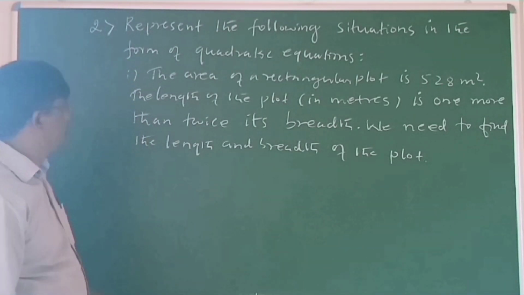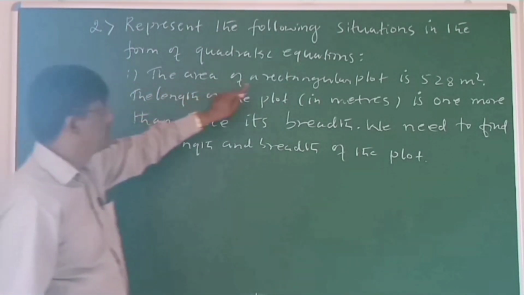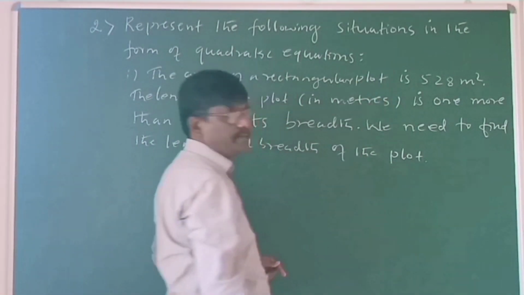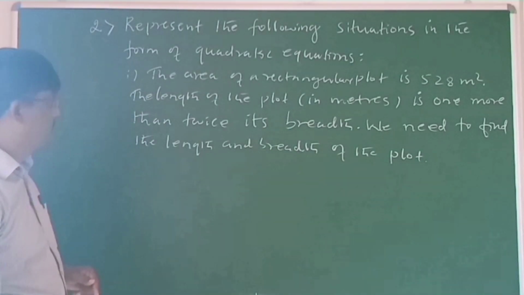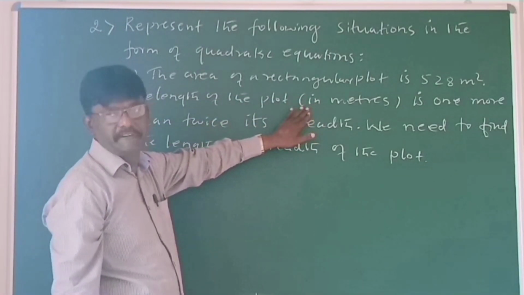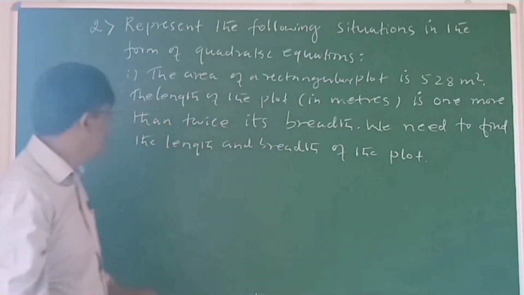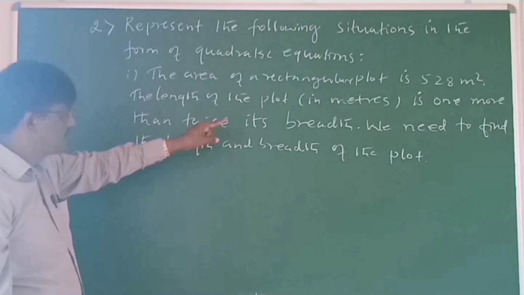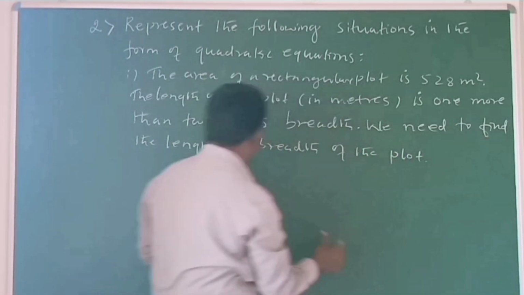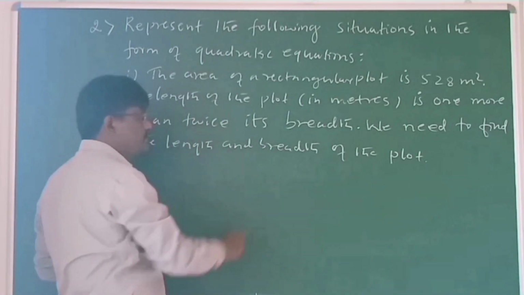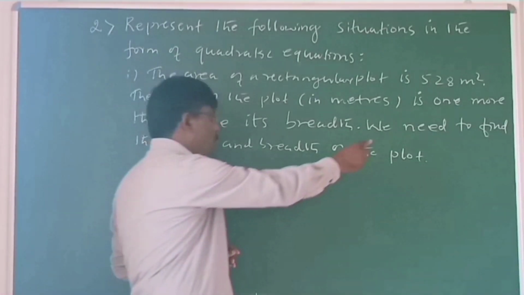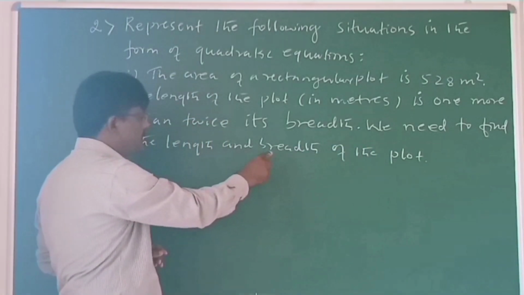The situation is this: the area of a rectangular plot is 528 meters square. Full stop. The length of the plot in meters, here the unit is meters, is 1 more than twice its breadth. We need to find the length and the breadth of the plot. See children, be very clear. We need to find the length and the breadth of the plot.